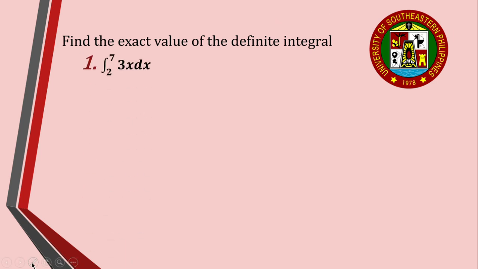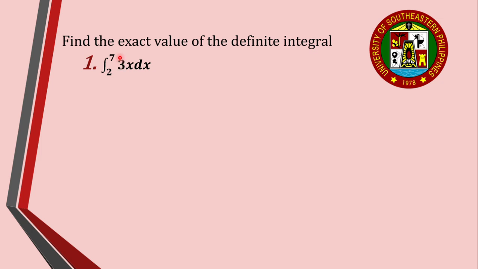So we have here the function. I'm going to show to you later my solution. Let us find the integral of the function 3x from 2 to 7 with respect to x, dx. Our function here is 3x, which is the function that we're going to integrate. And the interval from a to b, in which a is the lower bound and b is the upper bound. a is equal to 2 and b is equal to 7. So 2 is the lower bound and 7 is the upper bound.